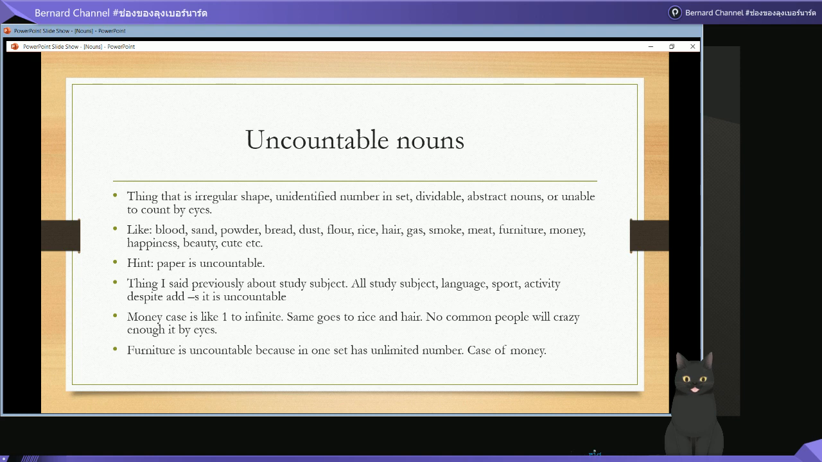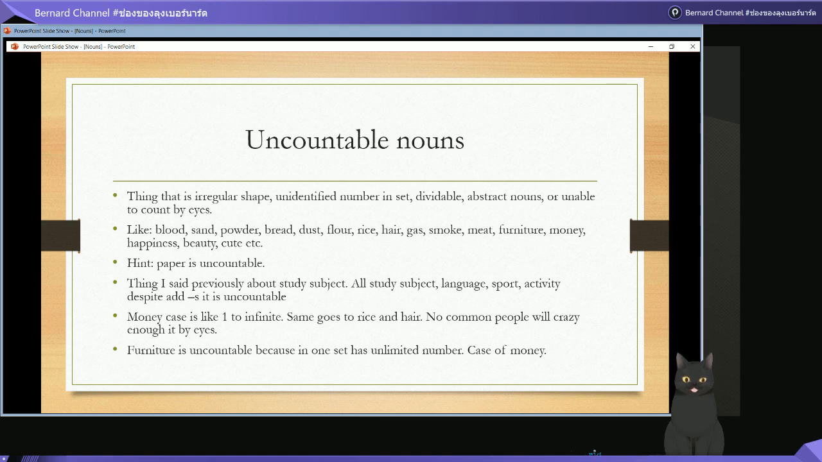Okay, next thing is abstract noun. Abstract noun. Well, what is it? It is the thing that you cannot see. For example, emotion, happiness, sadness, or something like this. Sometimes that word becomes a noun, and it is an abstract noun. You cannot count that. Well, it is the thing you cannot see, right?